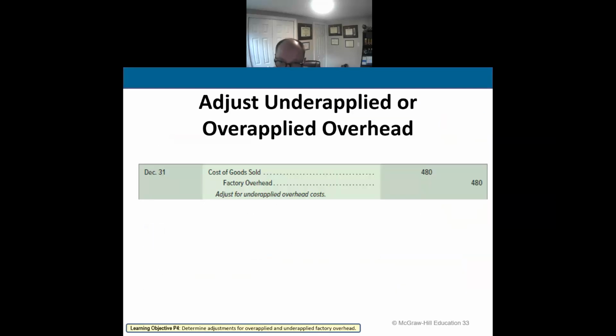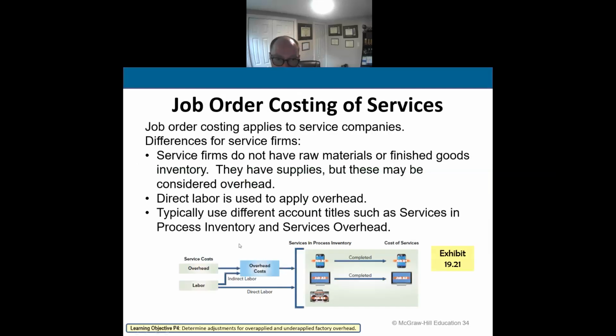So how do we determine if something's overapplied or underapplied? If it's underapplied, that means we didn't apply enough factory overhead. If it's overapplied, we applied too much factory overhead. And how do we know the difference? We take the estimate and compare it to the actual cost. To adjust if it's underapplied, we debit cost of goods sold to increase cost of goods sold and credit factory overhead. If it's over, it's the opposite.